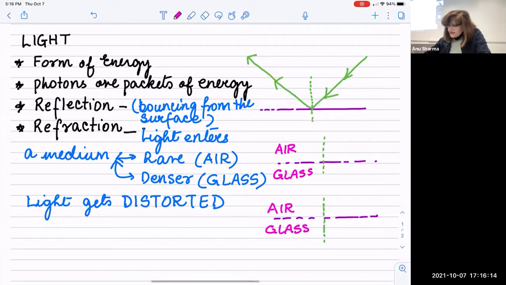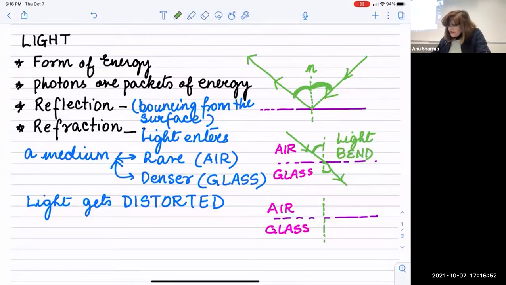So when the ray of light goes from air inside the glass, then it bends. That's what distortion is. It bends towards the normal. So it's not the same angle. Here the angle is the same. Whatever the angle on the top is, the angle at the bottom is the same. So this is called a normal, okay? But in this case, the light bends towards the normal. So this angle is smaller than this angle.